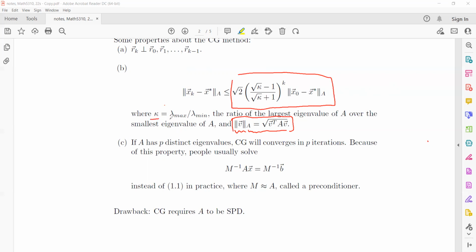Kappa is the largest eigenvalue of the matrix A over the smallest eigenvalue. So if kappa is large, then this ratio is close to 1. In that case, the CG method converges slowly, right? Because this number is close to 1, it doesn't decrease fast. But when this ratio is much less than 1, then this vector will decrease very fast. As a result, CG converges very fast. So we consider this number as the condition number of the coefficient matrix A.